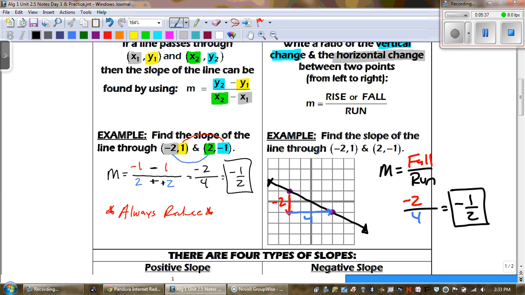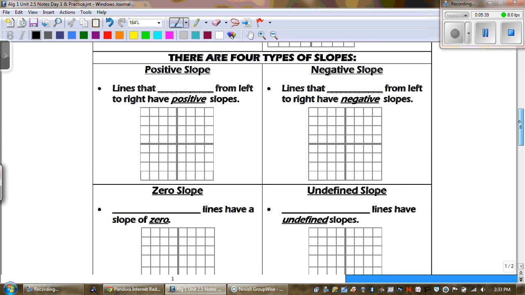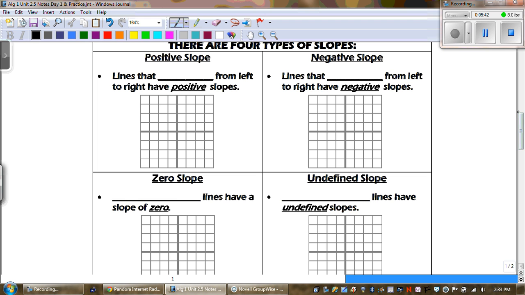So there are 4 types of graphs. The first one is a line that rises from left to right, which has a positive slope. Anything that looks like it's going up is positive. Lines that fall, well, that was the example we just did, have a negative slope. It looks like the graph is going down.